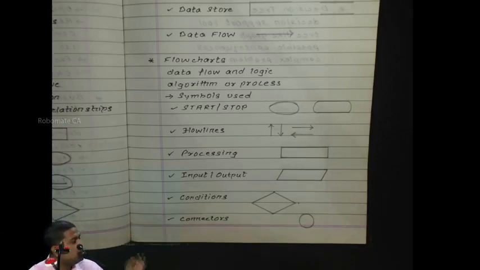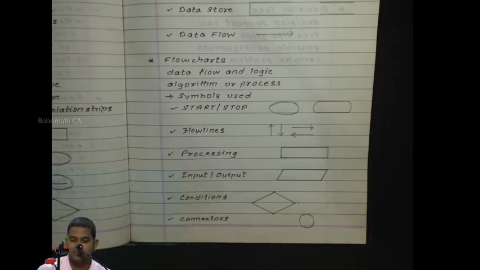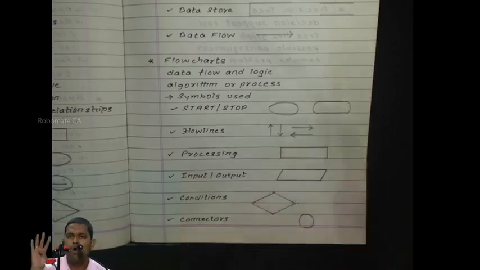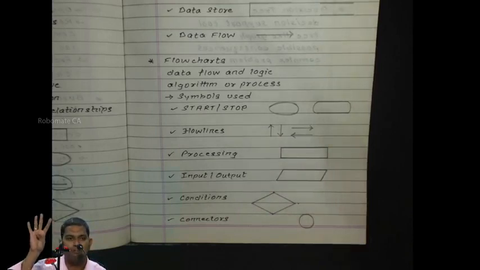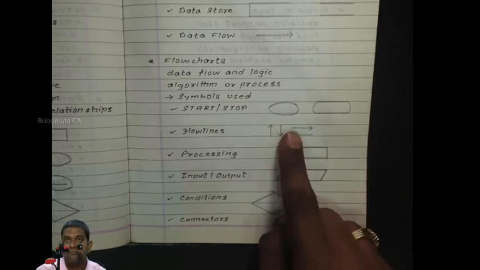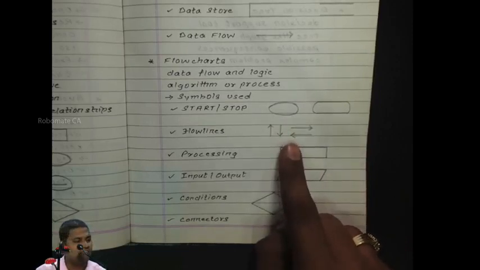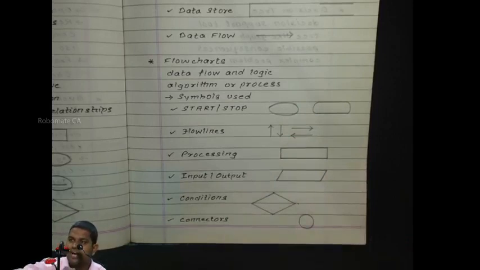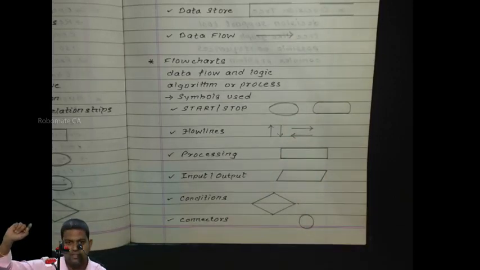Then we said in the definition, a flow chart is a diagrammatic representation of data flow. That means you need to show the flow of the data. Flow means directions and directions means arrows. Only 4 types of flow lines are allowed: top to bottom, bottom to top, left to right and right to left. I should not see a diagonal. This direction is not allowed.